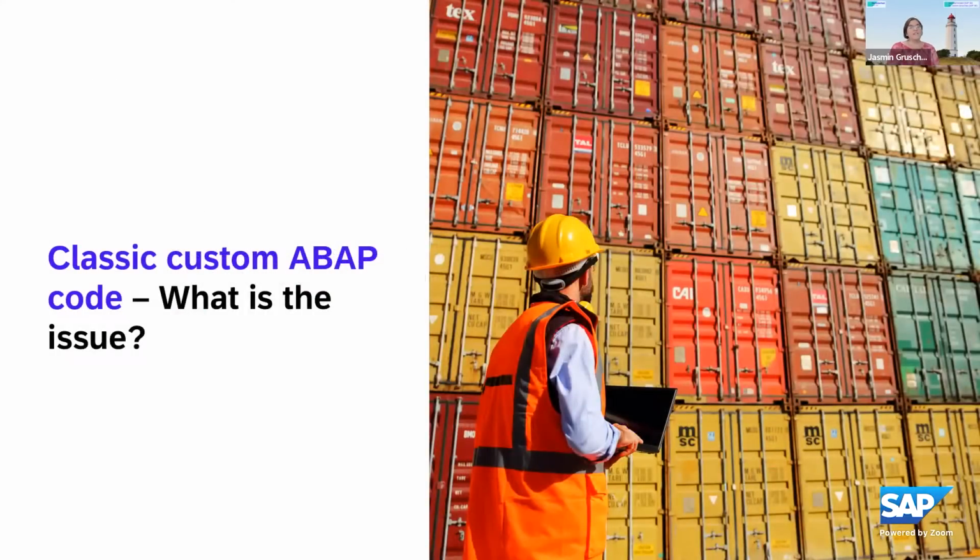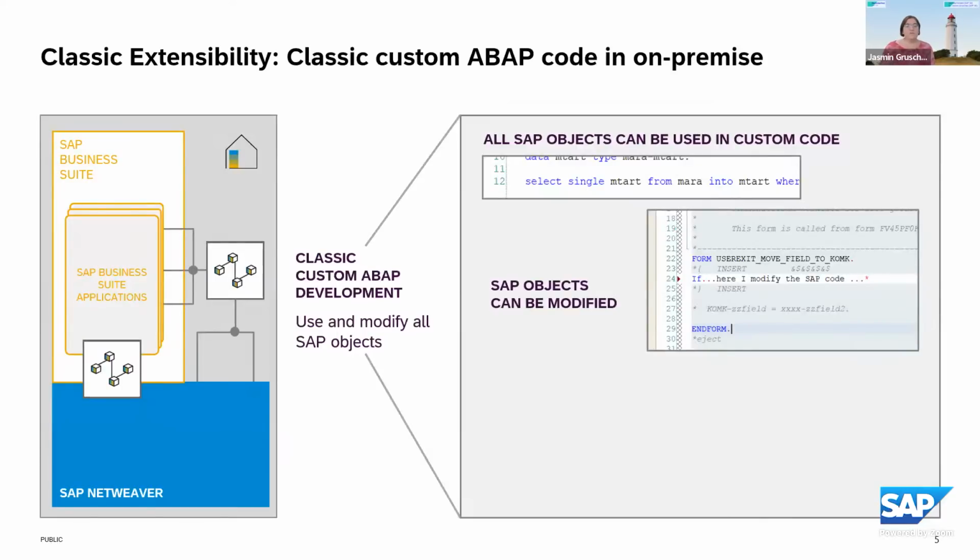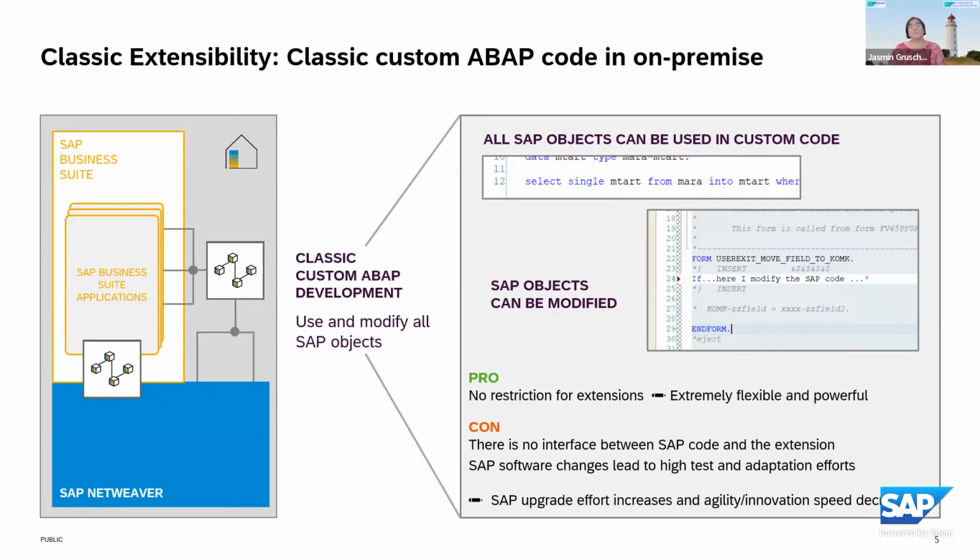So classic custom ABAP, what's the issue? Why was there a need for change? In classic ABAP development, you can simply modify all SAP objects. Basically, there is no separation between SAP code and custom code. That leads to tightly coupled implementations, which makes upgrades really hard. You have the advantage that there are no restrictions for your extensions. You can modify the system and make adaptations however you want. That makes classic ABAP powerful and flexible.